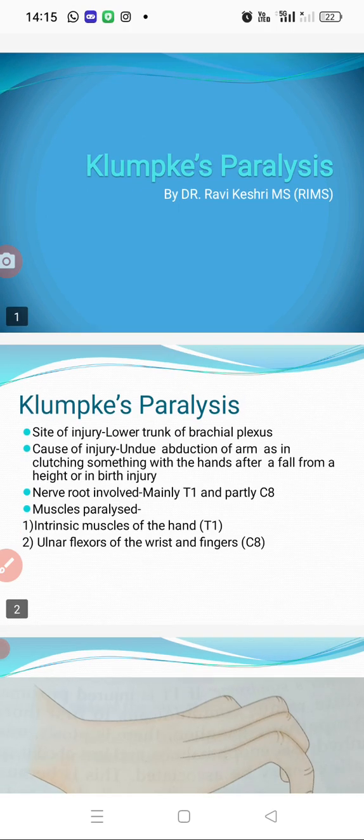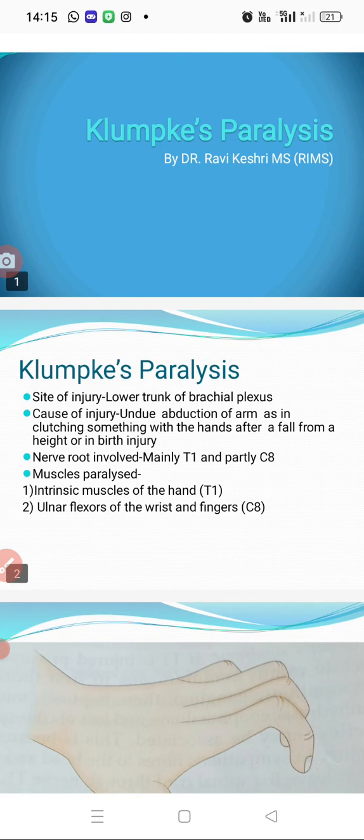And what is the cause of injury? Undue abduction of the arm, as in clutching something with the hand after a fall from a height, or in birth injury. The nerve roots mainly involved are T1 and partially C8. The muscles paralyzed are the intrinsic muscles of the hand and the ulnar flexors of the wrist and the fingers.